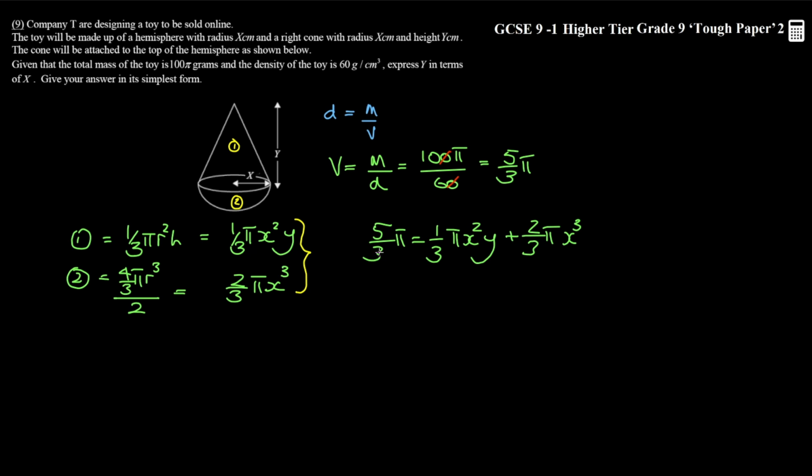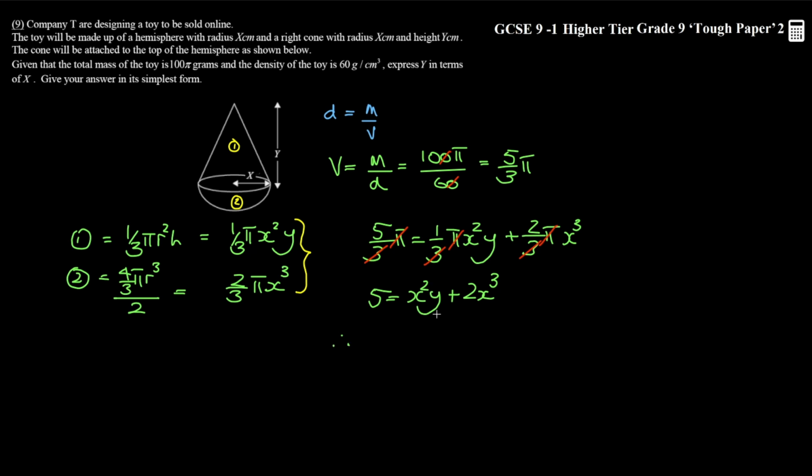Right, cancelling fest. All the divide by 3's go. All the pi's go. Dividing through by pi all the way. What are we left with after that carnage? And the question wants us to express y in terms of x. So all we've got to do is make the y the subject.